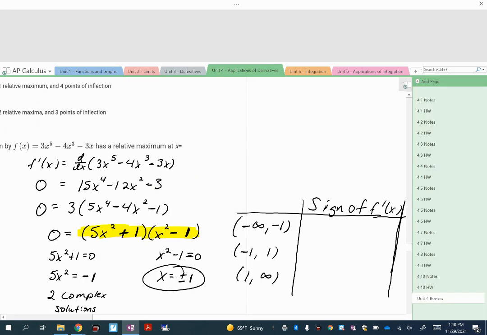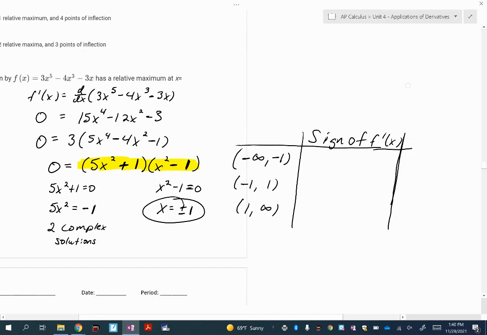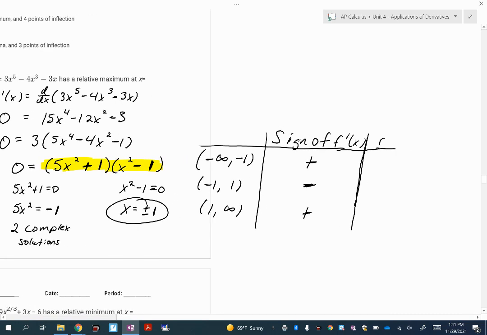If I plug in a negative 2, that's going to give me negative 2 squared, which is 4. That's a positive. Negative 2 squared is 4. That's also a positive, so this will be a positive. Let's plug in 0. 0 is going to give me a positive times a negative, which is a negative. Plugging in 2 is going to give me a positive again. So that means my f of x function for my conclusion is increasing, decreasing, and increasing.